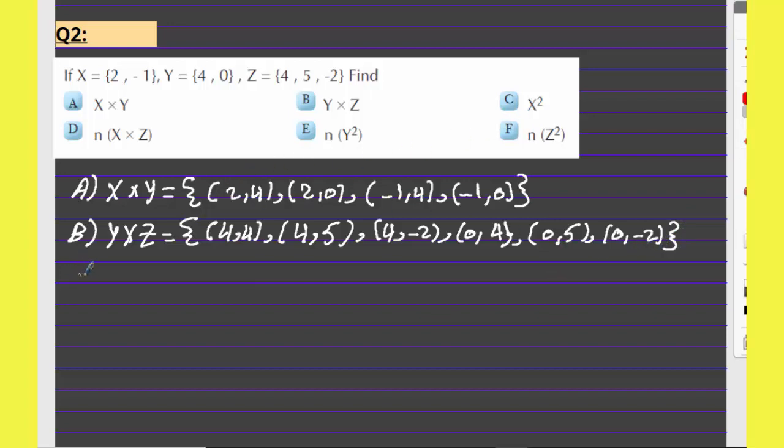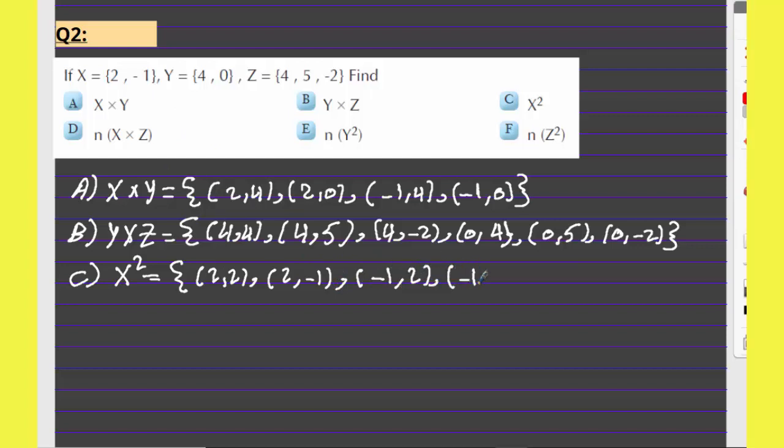C, x2 equals, here we write 2 and 2, 2 and negative 1, and then we start with negative 1. We have negative 1 and 2, negative 1 and negative 1. Okay, D.